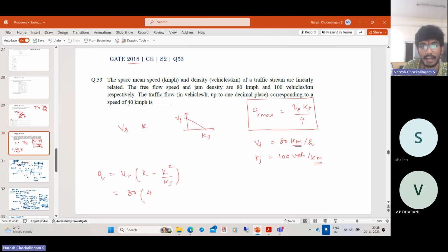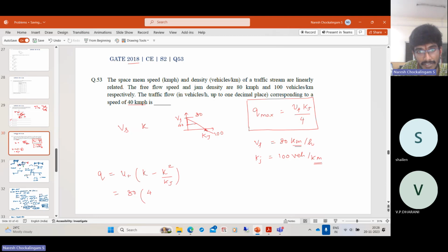We are asked to find out the flow corresponding to a speed of 40. So between K and V, we have a linear relationship. The free flow speed is 80. The jam density is 100. And we need to find out what K is for a speed value of 40. So this is a triangle, and you can use similar triangles.